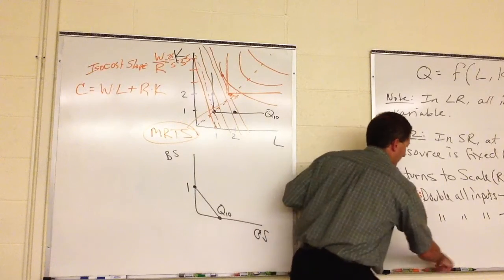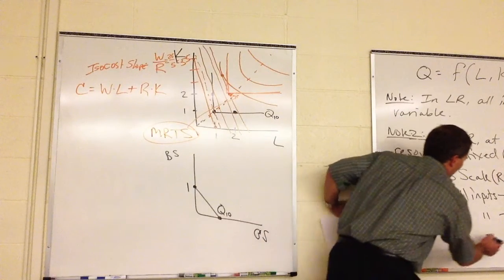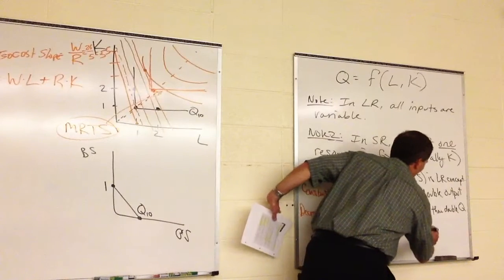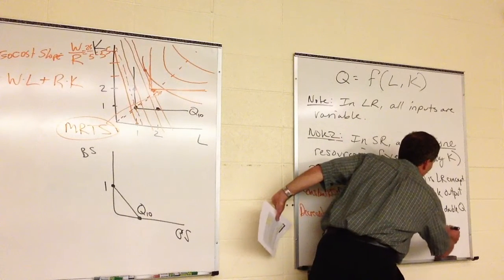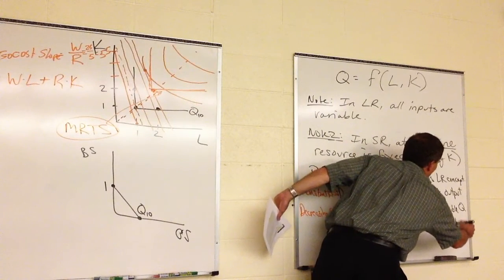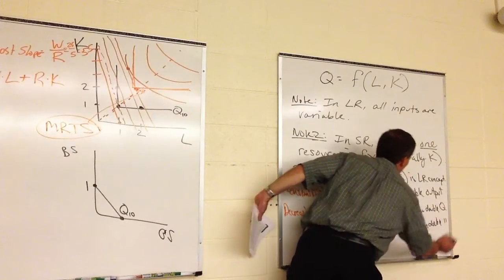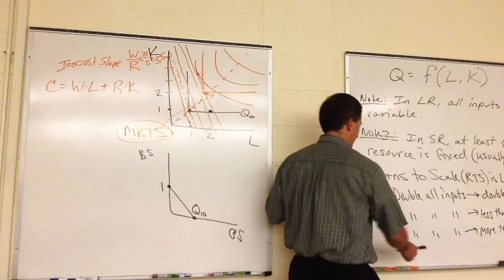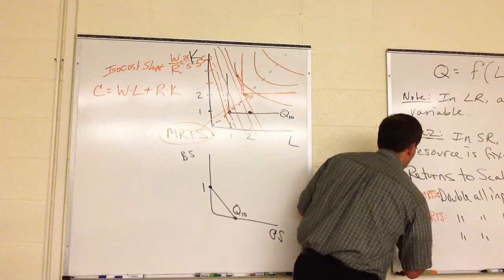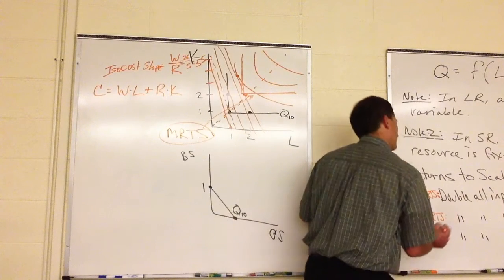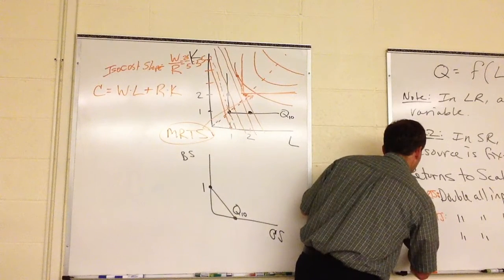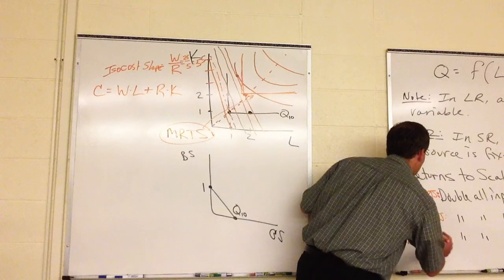And then finally, if we double all inputs and it leads to more than double quantity, we've got increasing returns to scale.